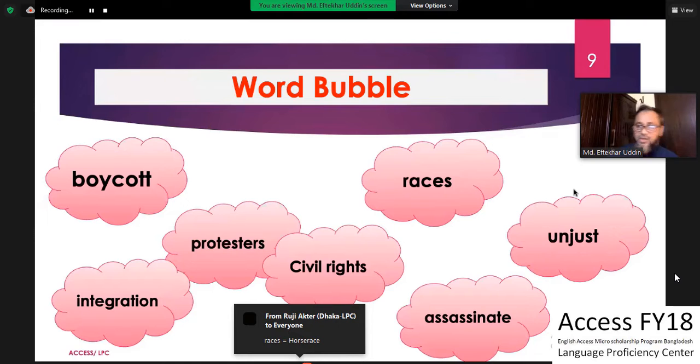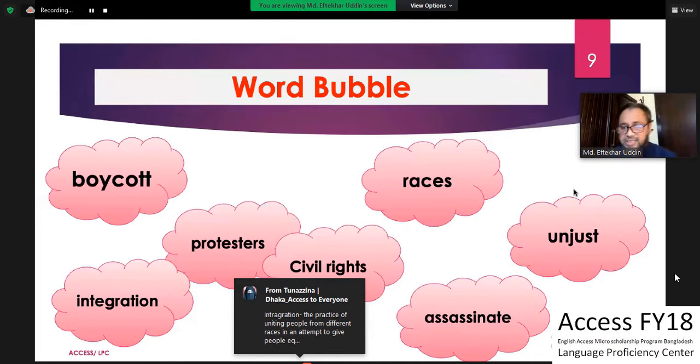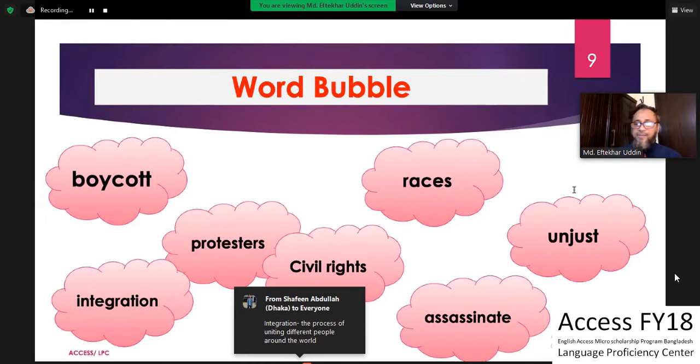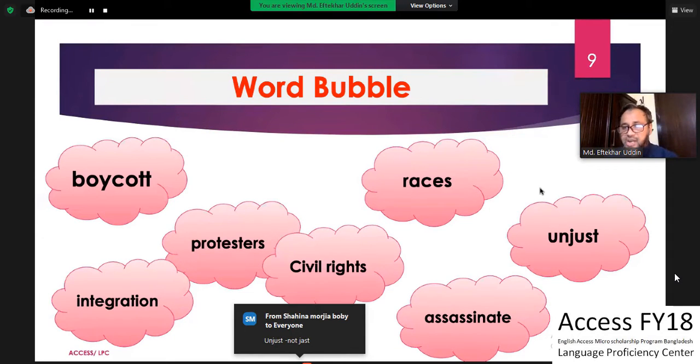What about any word left out? Races. Okay. Race means not horse race here. Tunazina, integration, the practice of uniting people from different races. That means maybe from Bangladesh, Pakistan. So maybe from white, black, Afro-American. So these are the races in an attempt to give people equal rights, racial integration. Well done, Tunazina. Okay. Miraj Khalil, okay. Nusrat Jahan Lamia, integration, the coordination of process. Okay, well done. So I hope vocabulary finding race is over.